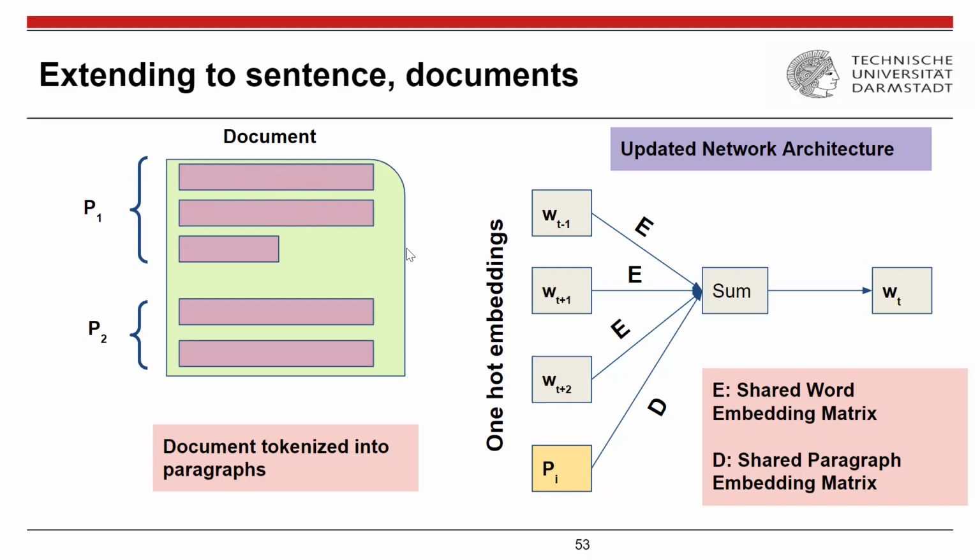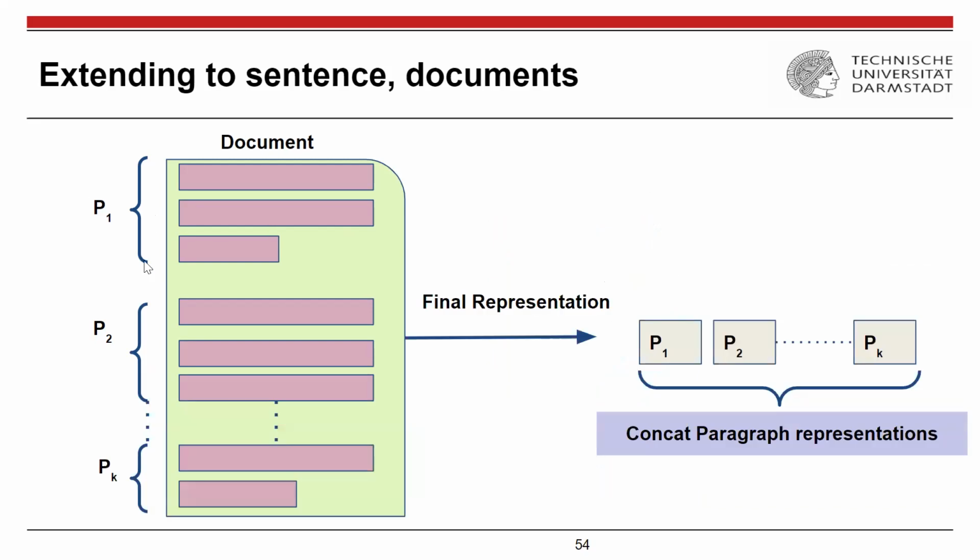This is also an unsupervised way of training, because you can do it for any document. If you update it for some number of epochs, what you will obtain is unique low-dimensional representations for all of these paragraphs. Once you have low-dimensional representations for all of the paragraphs, you can concatenate those representations together, and that is a single representation for your document.